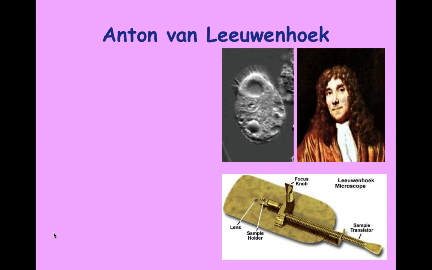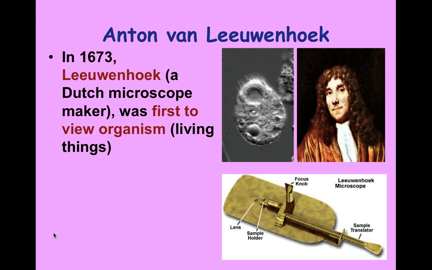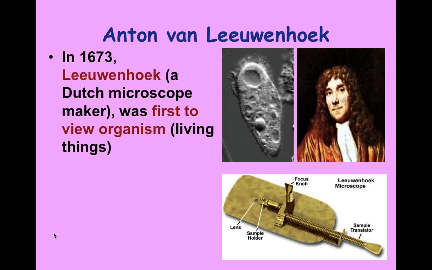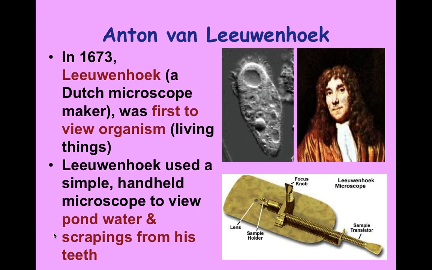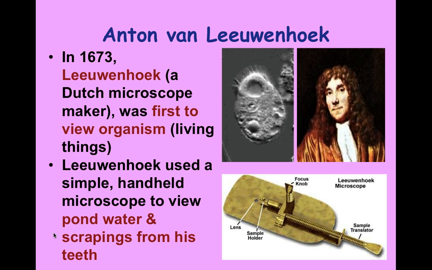Then we have Antoine van Leeuwenhoek. In 1673, so this is after Robert Hooke, he was a Dutch microscope maker. He was the first to view actual living organisms. Robert Hooke observed cork, which was a dead organism because it's from a tree bark. Leeuwenhoek used a sample with his handheld microscope, and you can see his microscope here in the bottom right-hand corner, to view pond water as well as scrapings from his teeth. When you wake up in the morning, that nasty, gross feeling on your teeth, if you take a sample of that and you look at it underneath the microscope, you will see living organisms.